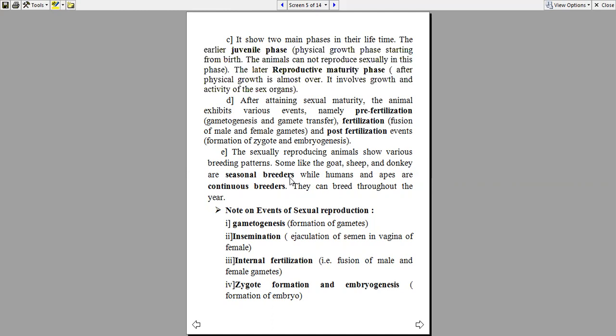Now let us come to the next question: note on events of sexual reproduction.